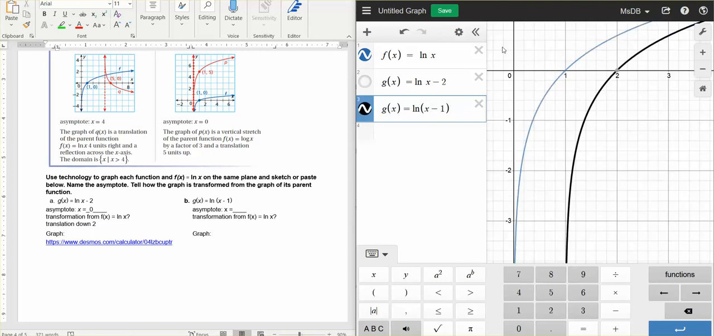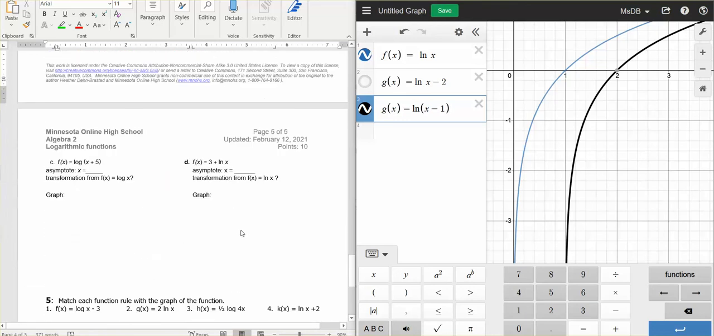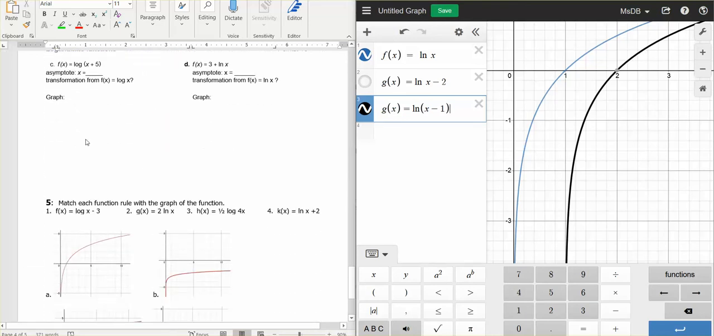Let's look at this, and then I'll let you write the answers. The blue is the original parent function, and this one moved over. You can see it is a translation, and you're going to write whether it went left, right, up, or down, and how many units. And then the asymptote is no longer x equals 0. The asymptote's right here. So what is that? x equals something, and you're going to figure out that answer and put it in, and then you'll add a link to the graph.